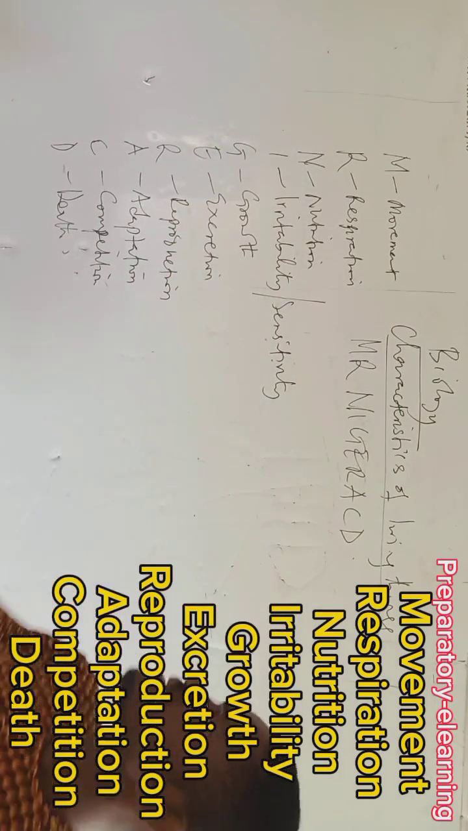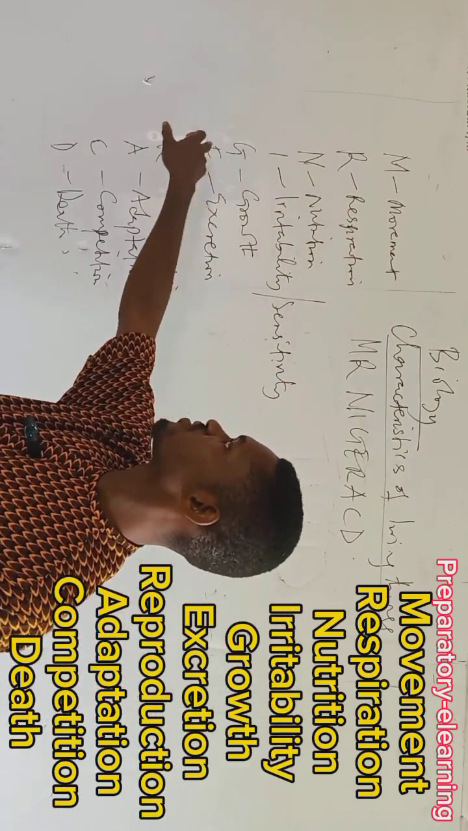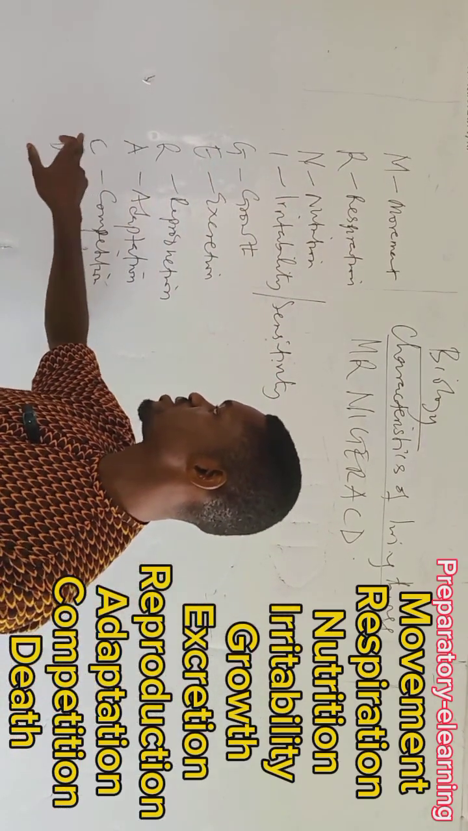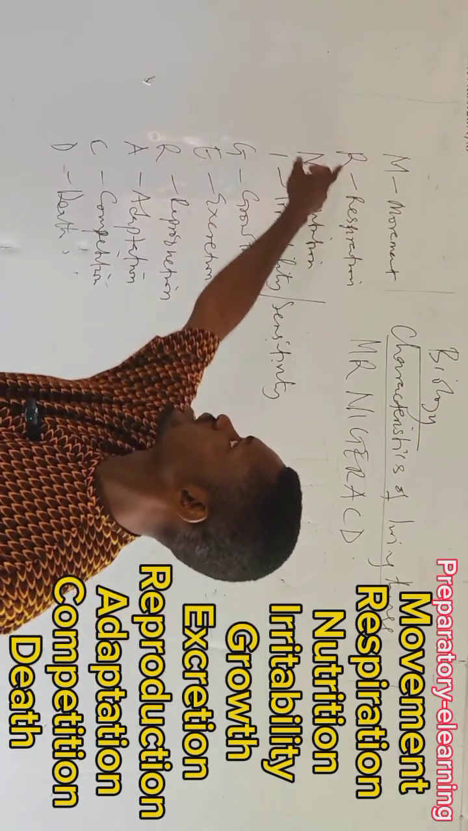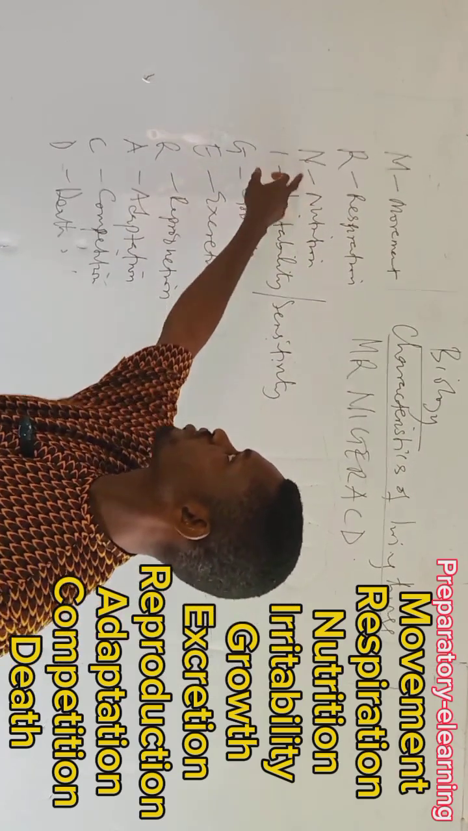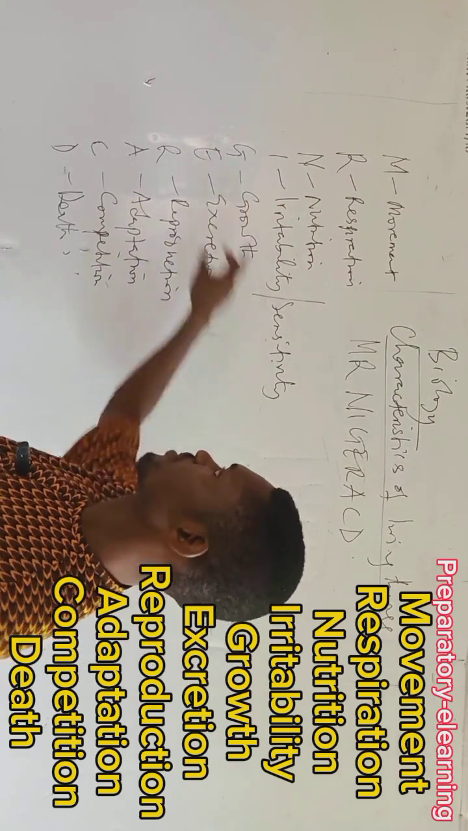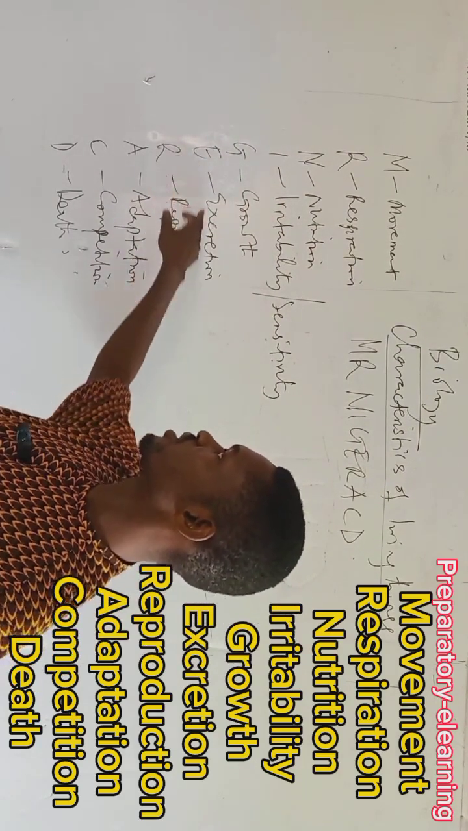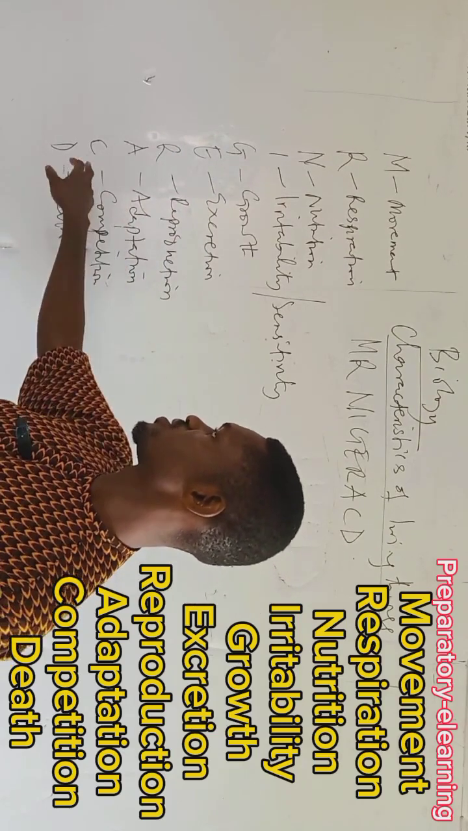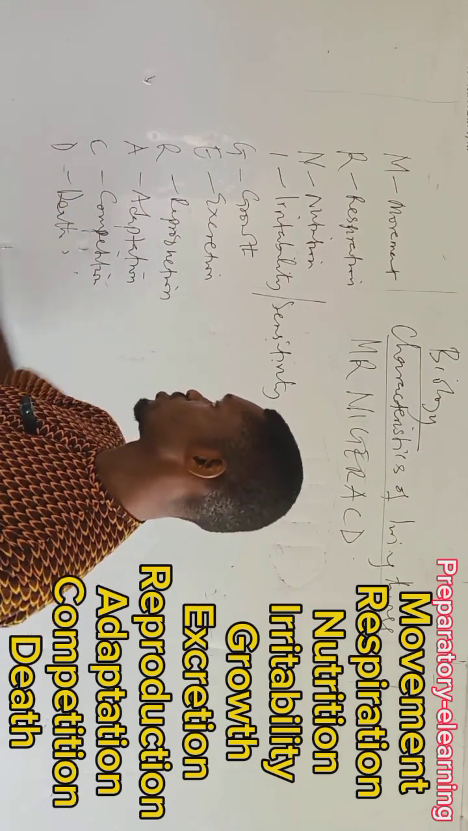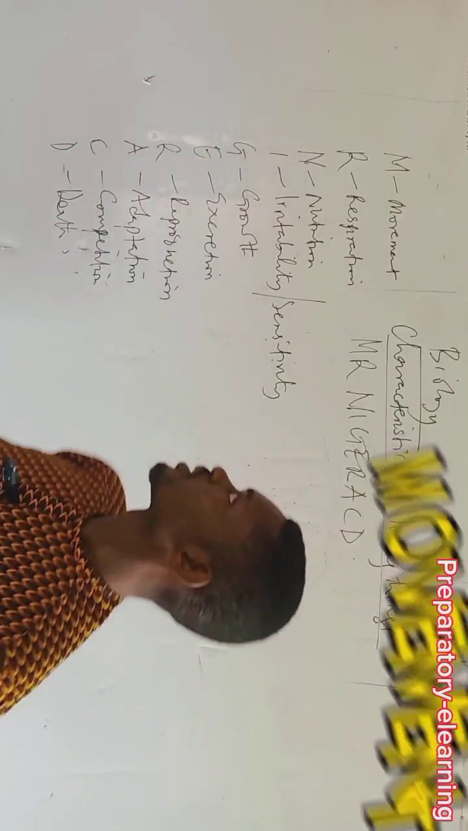So, looking at this, we have 1, 2, 3, 4, 5, 6, 7, 8, 9, 10 very good characteristics of living things. M for movement, R for respiration, N for nutrition, I for irritability or sensitivity, G for growth, E for excretion, R for reproduction, A for adaptation, C for competition, and of course D for death. So we start with the first one, movement.